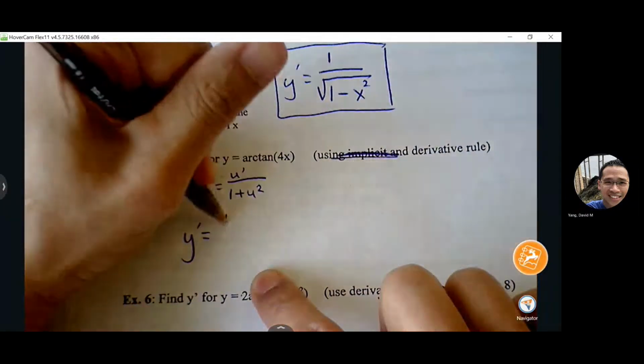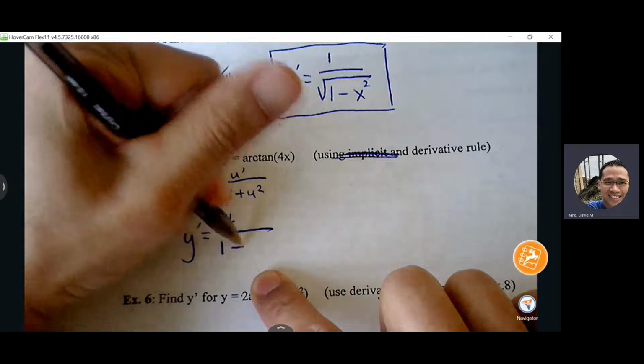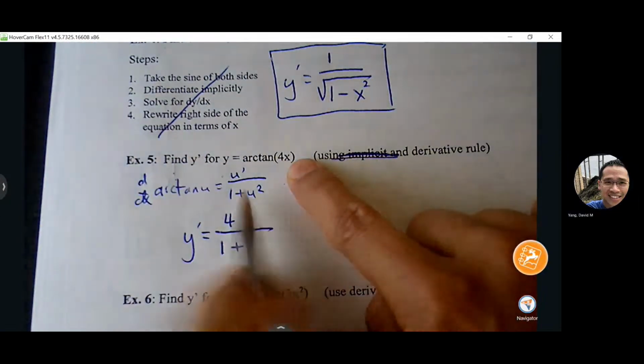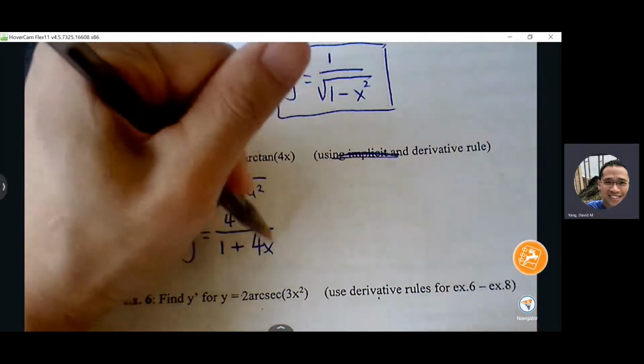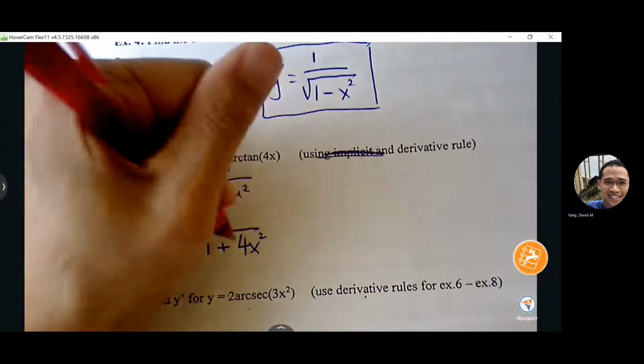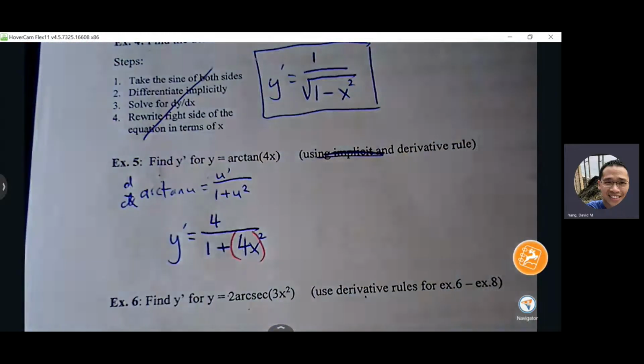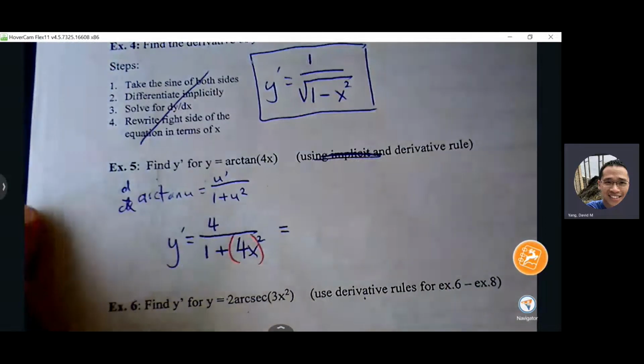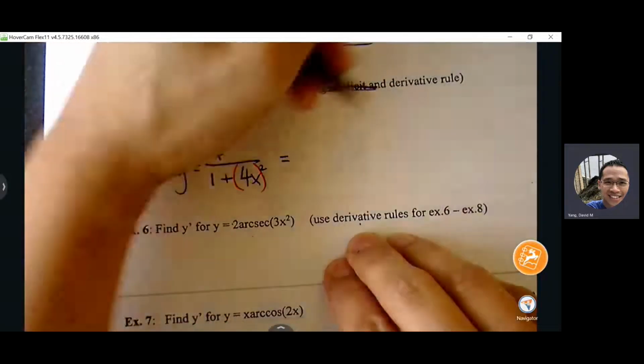Just 4, divided by 1 plus 4x squared. Now, is it right if I did this? Okay, what else needs to be squared? 4 as well. So make sure that you protect your u value with parentheses, so you remind yourself that everything inside the parentheses gets squared.